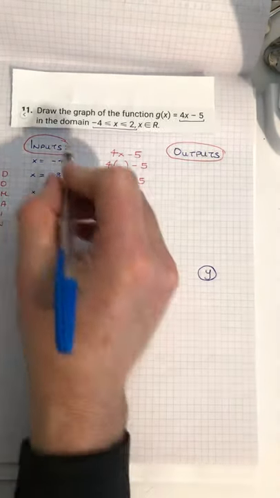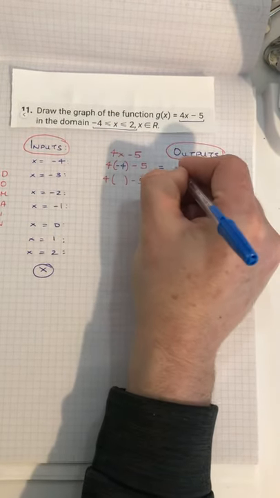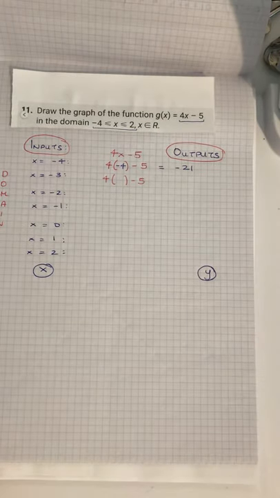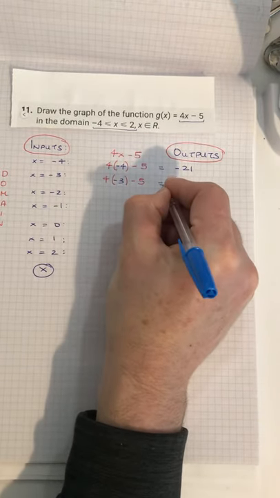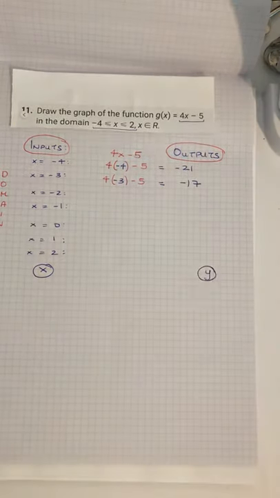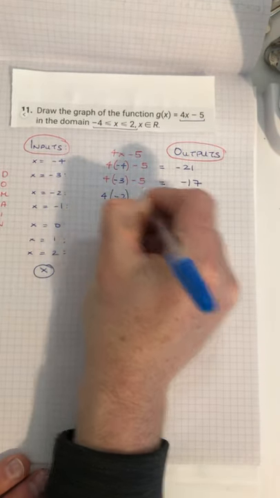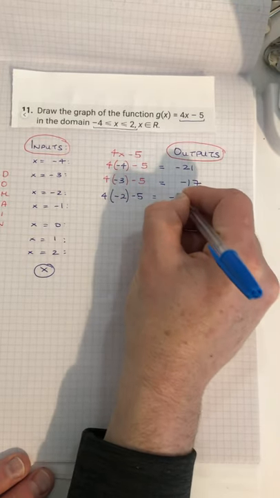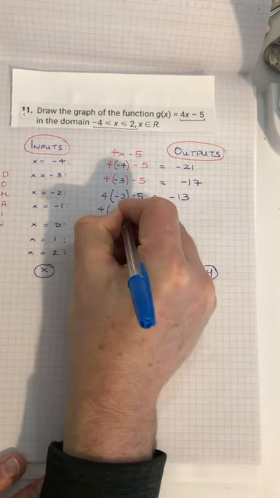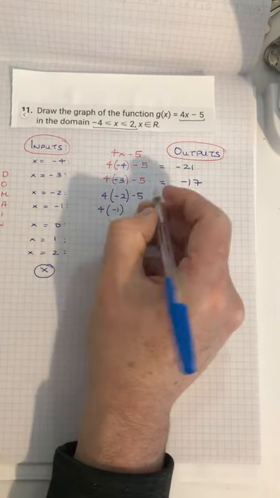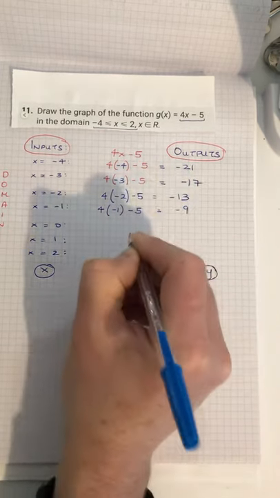Okay, so the first one, x is minus 4 in brackets, which gives me equal to minus 21. Minus 3 in brackets, which gives me equal to minus 17. When x is minus 2, 4, and in brackets is minus 2, minus 5, which is minus 13. So 4, and in brackets, minus 1. So the x value is all that changes. Minus 5, which is equal to minus 9.